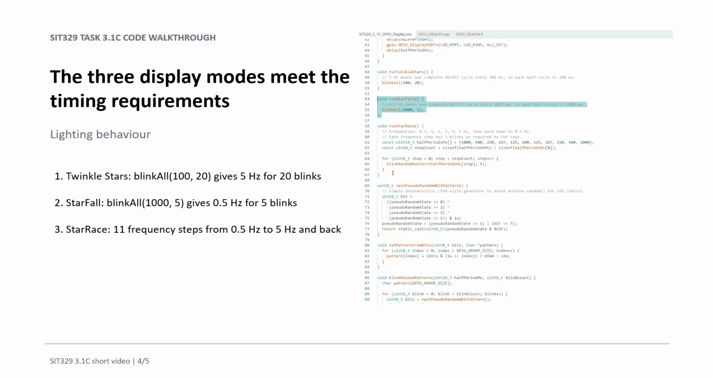Star Race. Use the half period milliseconds array to move through 0.5, 1, 2, 3, 4, and 5 Hz, then back down to 0.5 Hz. Each frequency step runs for 5 blinks. For the random pattern, the program uses a small deterministic pseudo-random generator and changes a 0 pattern to 0x3F, so the random display does not show a full or off blink.